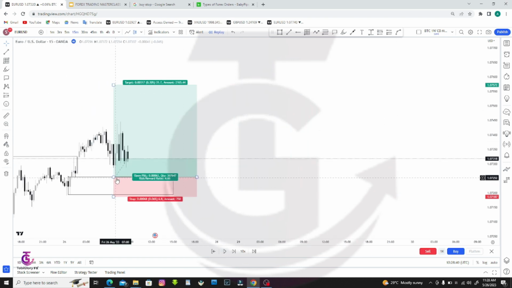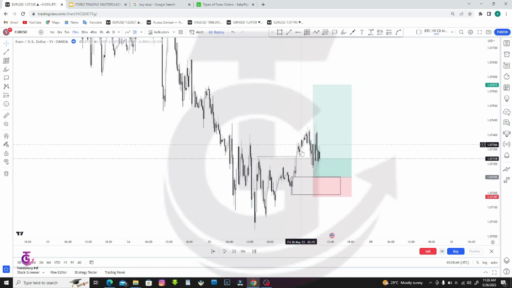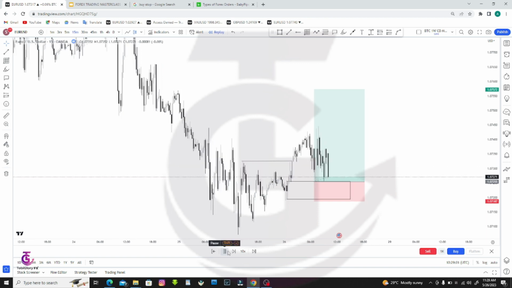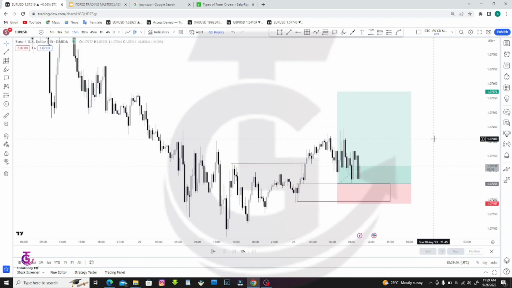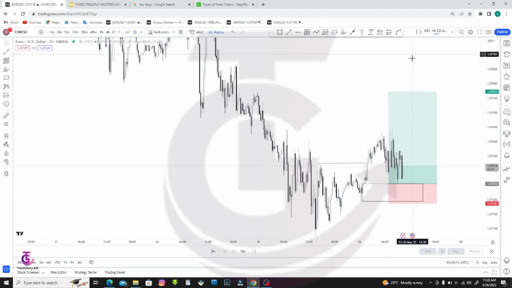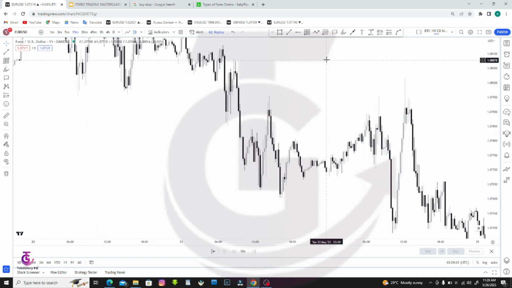Can you see that price came back and started buying? So instead of waiting for a very long time, you can set your buy limits and leave price to do whatever it wants to do. If it is going against you, you have a stop loss to guide you. If it is going in your direction, you have take profit. Now let's assume I want to sell. Let's assume I want to sell from this area.